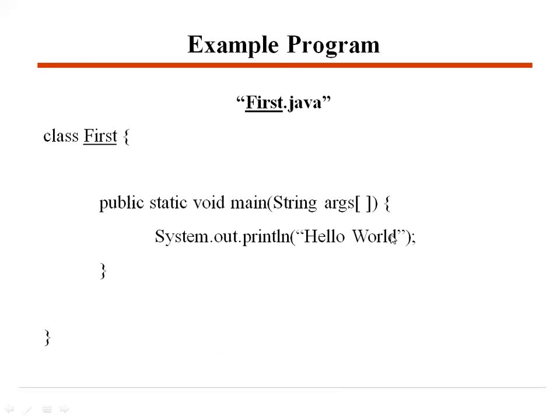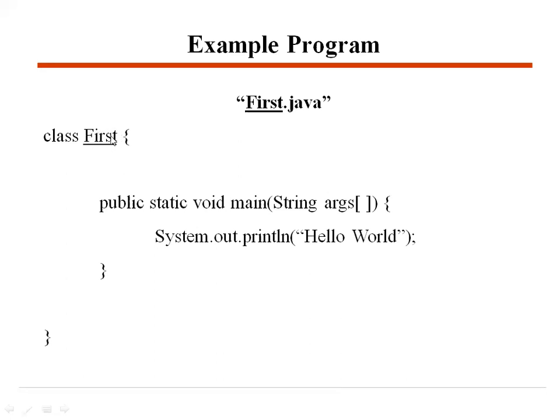This string I would like to print onto the screen. Then close the main method, then close the class. This is how we can write our first Java program. And please remember, the program name should contain the extension .java. And the program name should be the same as your class name. Please remember, this is another point to remember.